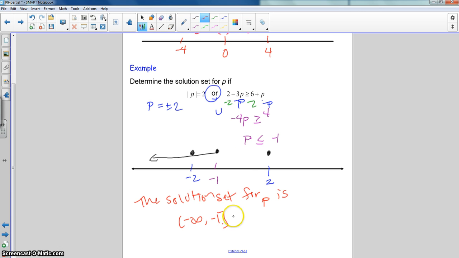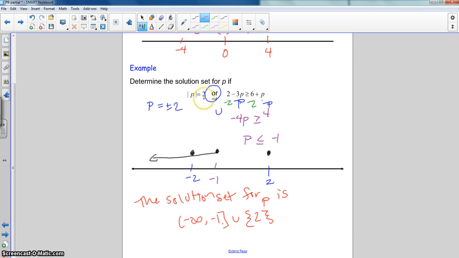Then I union this, because this isn't all the numbers that I have in my solution. I actually have this one as well. To represent that, I need a curly brace, because this is its own set. So I'm unioning, I'm adding the two sets together. So union the set containing negative 2 and 2 in curly braces, and I'm done. Make sure that with OR, you're putting everything together, so all of this stuff is in the solution set.